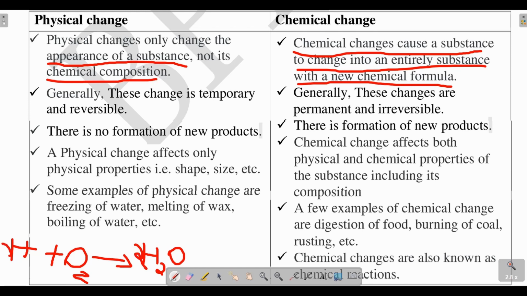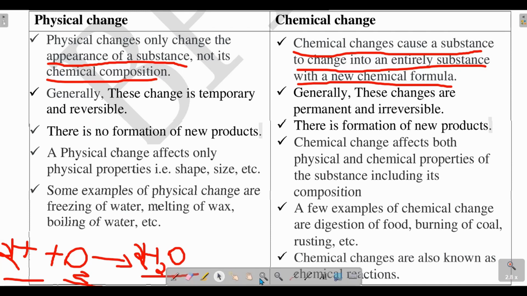When hydrogen reacts with oxygen, don't worry about the balancing of the equation, you will learn that later. I'm just saying that when hydrogen burns, it reacts with oxygen, and the product we get is water. The substances used in this combustion process are hydrogen and oxygen, but the product we got is water. So that means in a chemical change, a substance changes into an entirely new substance.